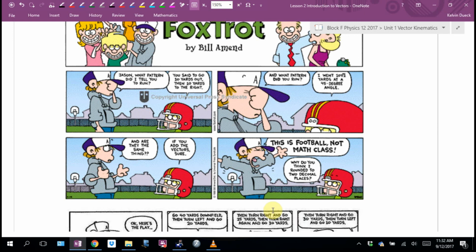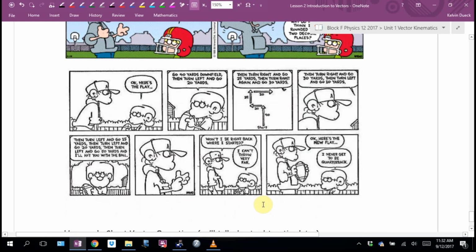That's the first one. The second one, now Jason is the quarterback, and he's talking to his brother Peter, and he says, okay, here's the play. Go 40 yards downfield, then turn left and go 20 yards, then turn right and go 25 yards, then turn right again and go 30 yards, then turn right and go 30 yards, then turn left and go 10 yards, and then turn left and go 15 yards, then turn left and go 20 yards, then turn left and go 50 yards, and hit with the ball. Peter thinks for a while. Won't I be right back where I started? I can't throw very far, says Jason. Peter says, okay, here's a new play. I never get to be quarterback.